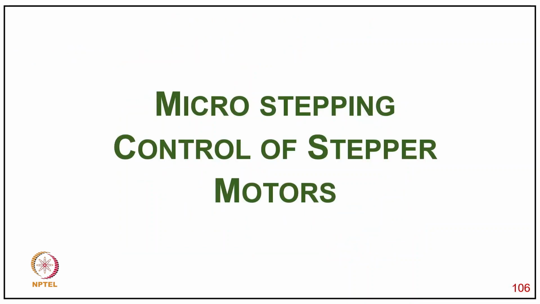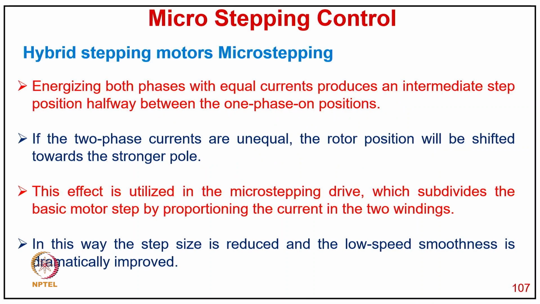Now coming to the concept of micro stepping control of the stepper motor. It can be used in the hybrid stepping motor. In micro stepping, energizing both phases with equal currents produces an intermediate step position halfway between the one-phase-on positions, and if the two phase currents are unequal, the rotor position will be shifted towards the stronger pole. This effect is utilized in the micro stepping drive, which subdivides the basic motor step by proportioning the current in the two windings, and in this way the step size is reduced and the low speed smoothness is dramatically improved.